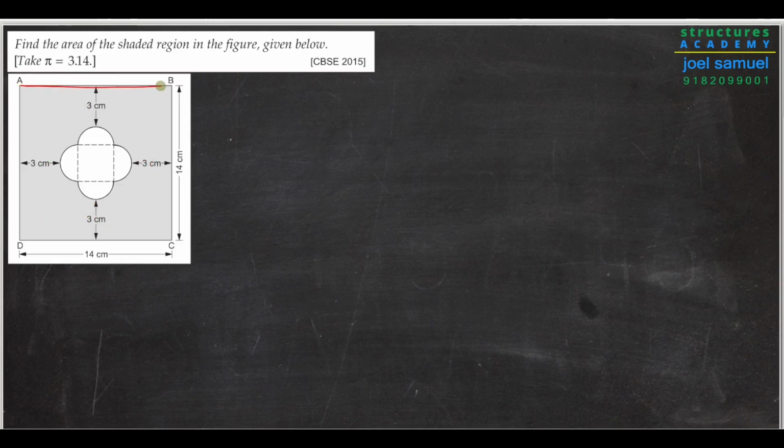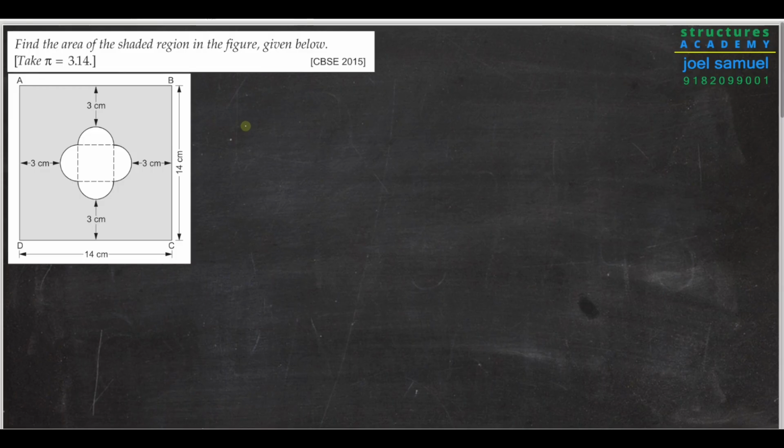There is this outer square which is 14 by 14 centimeters, and there is this inner figure which needs to be subtracted from this outer square. Now if you look at this inner figure closely, it comprises an inner square and four semicircular portions. But notice that these dimensions are not mentioned, so we'll have to figure out the dimensions based on what has been given in the question.